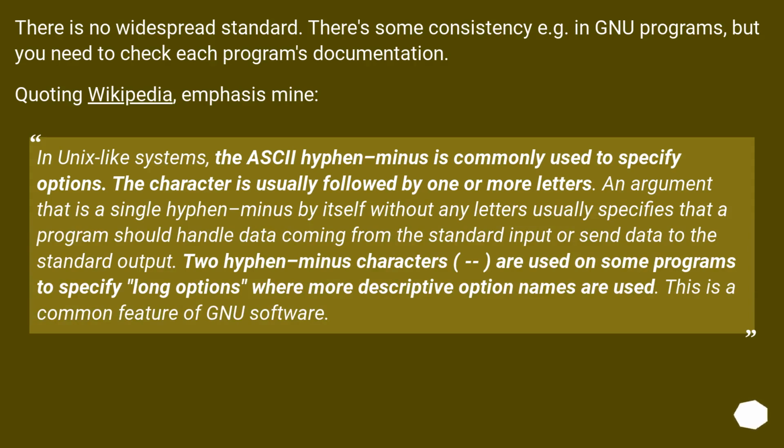There is no widespread standard. There's some consistency, for example in new programs, but you need to check each program's documentation. Quoting Wikipedia, emphasis mine: In Unix-like systems, the ASCII hyphen-minus is commonly used to specify options. The character is usually followed by one or more letters. An argument that is a single hyphen by itself without any letters usually specifies that a program should handle data coming from the standard input or send data to the standard output. 2 hyphen characters, a double dash, are used on some programs to specify long options where more descriptive option names are used. This is a common feature of new software.